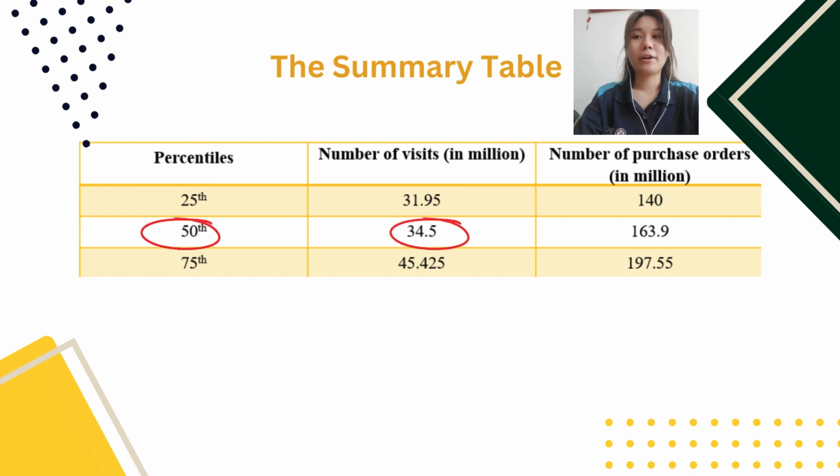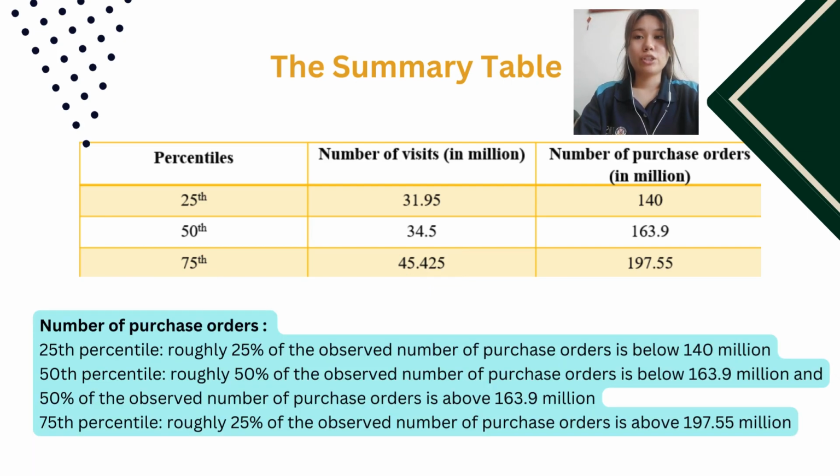The 50th percentile for the number of visits is 34.5 million, which means that 50% of observed number of visits is below 34.5 million, while 50% of observed number of visits is above 34.5 million. Next, the 75th percentile for the number of visits is 45.425 million, which means that 25% of observed number of visits is above 45.425 million. There is the same interpretation concept for the number of purchase orders.